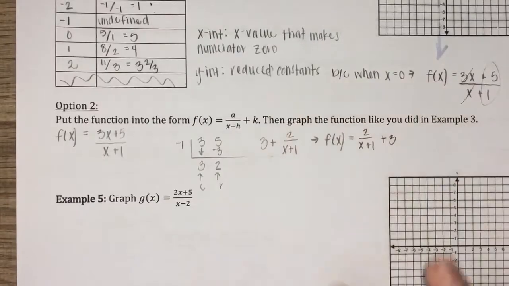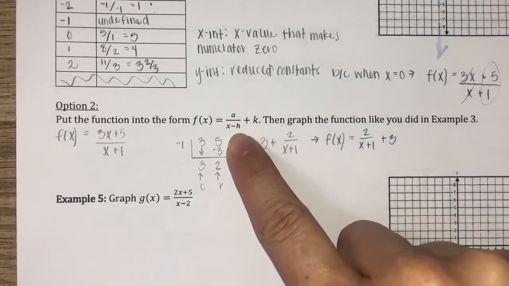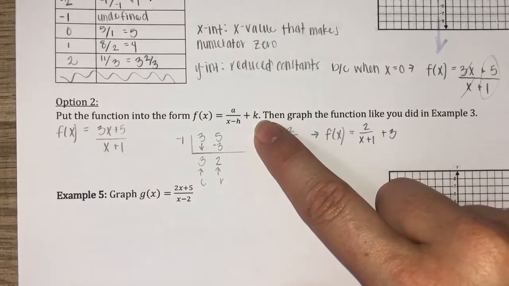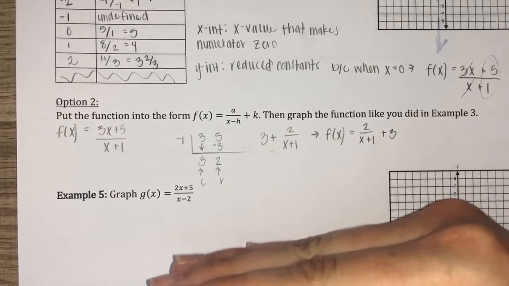And then if you change it to this form, or if you're given it in this form, you can see the transformations. So this is a horizontal translation, so that would shift the vertical asymptote left or right. And then the plus k is a vertical translation, so it would shift the horizontal asymptote up or down.